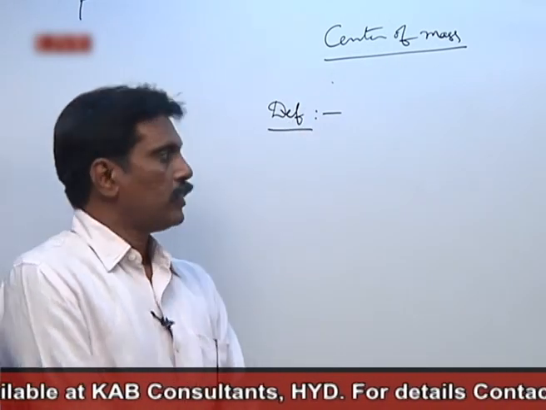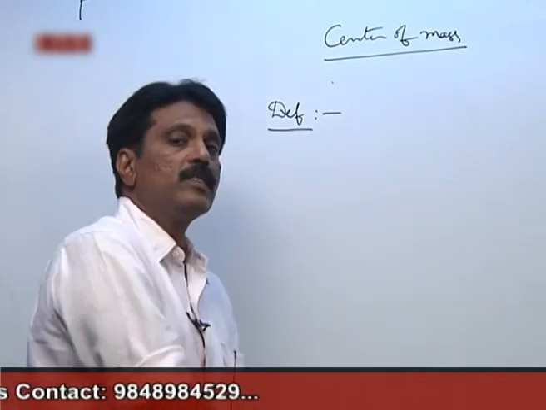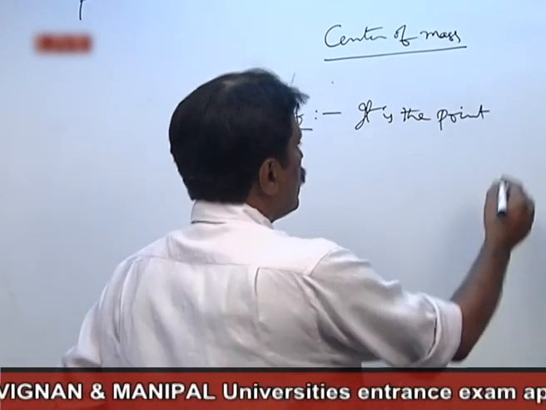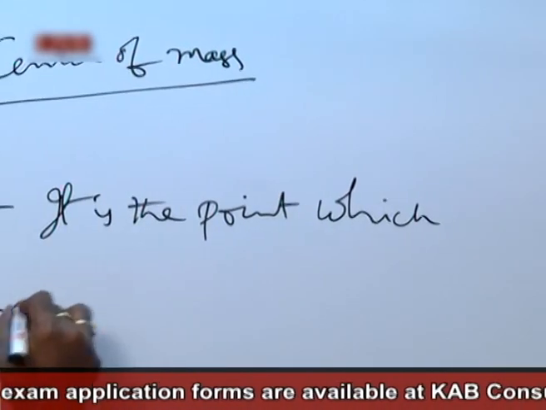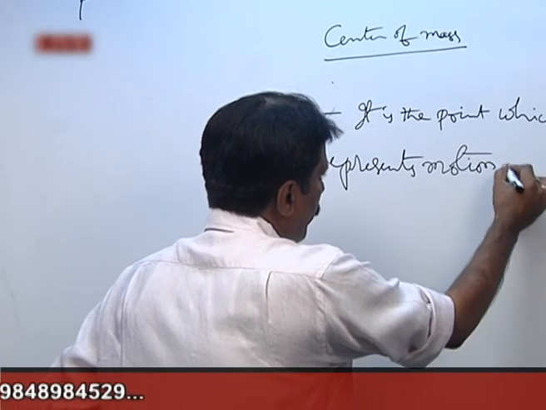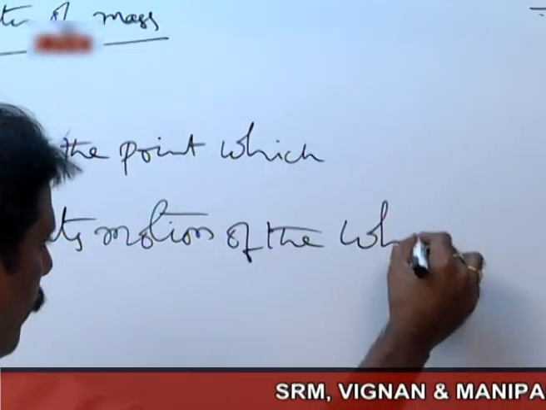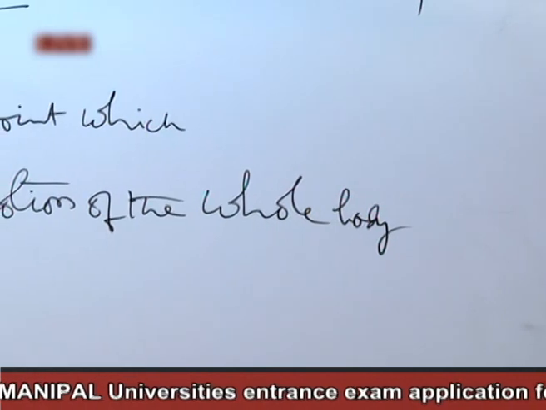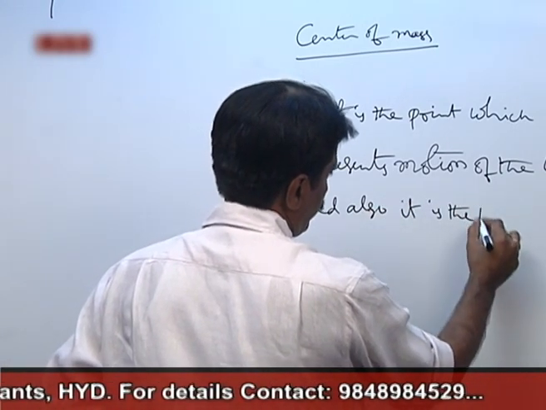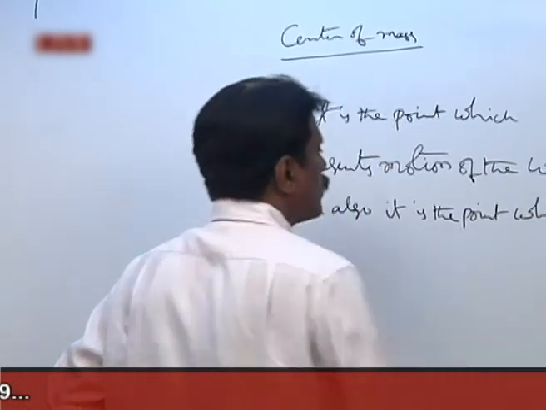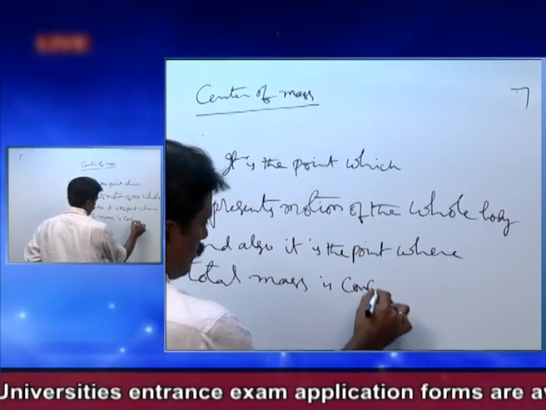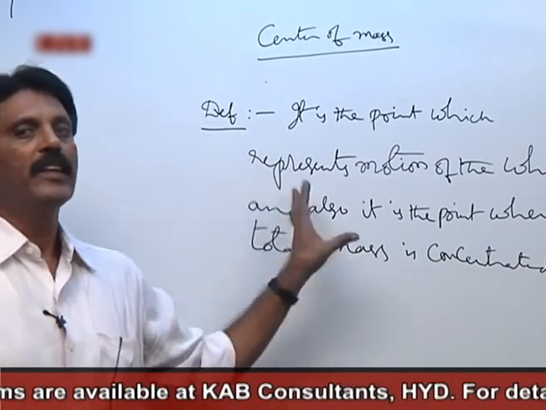Definition of center of mass: it is the point which represents the motion of the whole body, and also it is the point where total mass of the body is supposed to be concentrated. So this is the basic definition of center of mass.